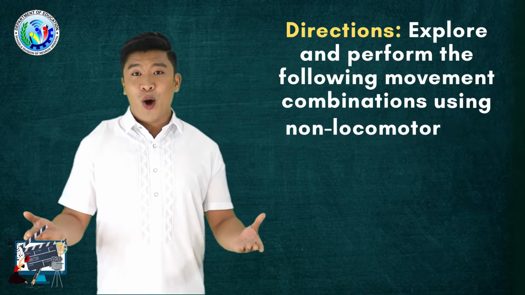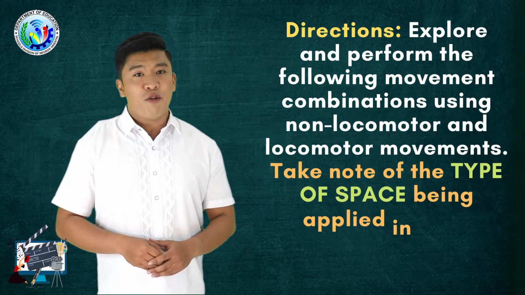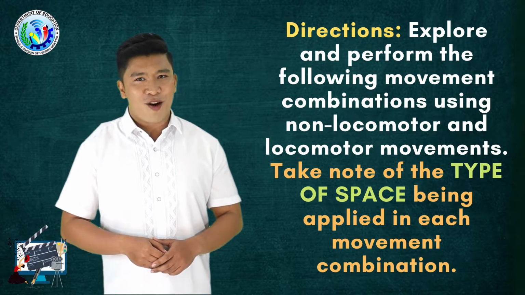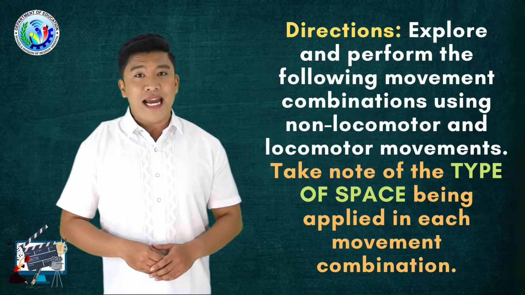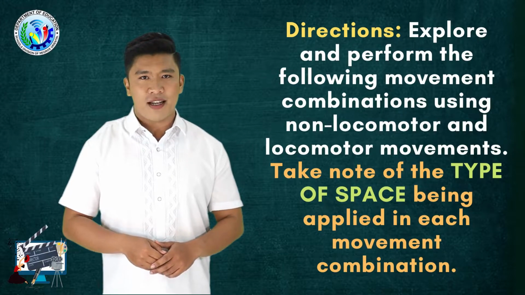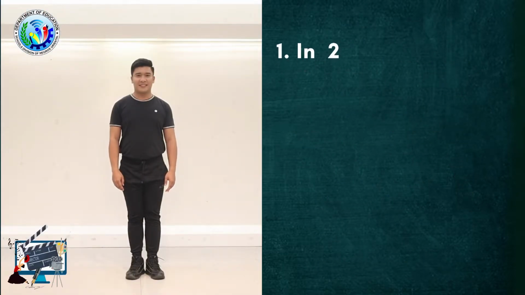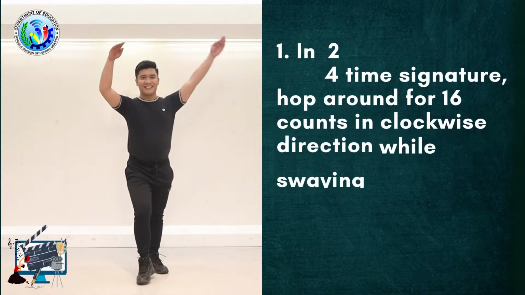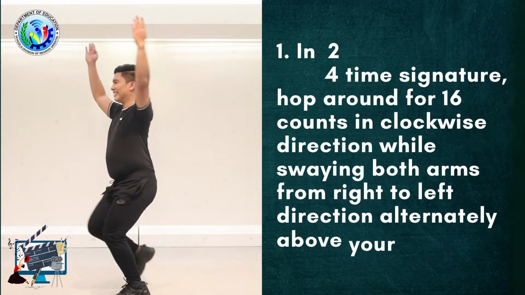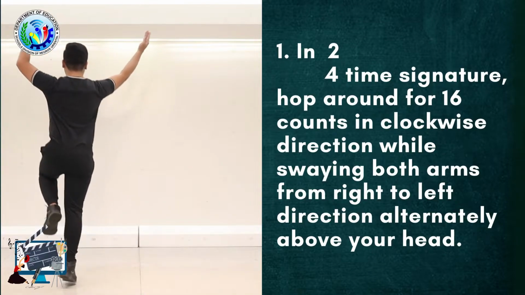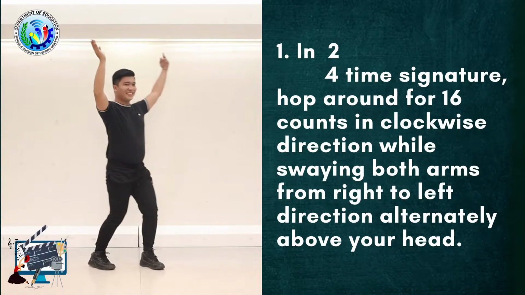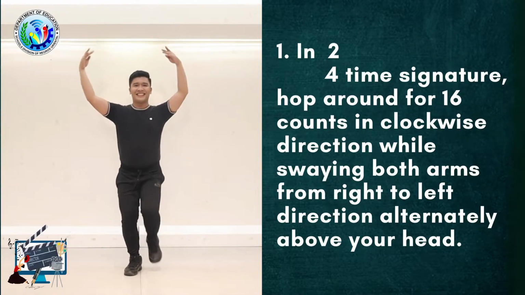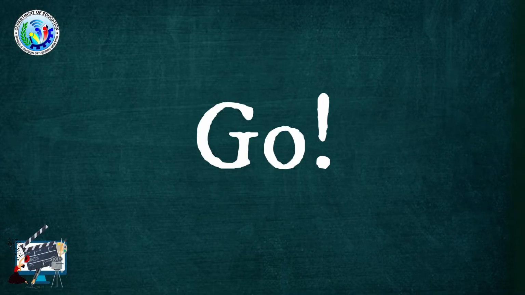Directions. Let's explore and perform together the following movement combinations using non-locomotor and locomotor movement. And take note of the type of space being applied in each movement combination. Number 1. In 2/4 time signature, hop around for 16 counts in clockwise direction, while swaying both arms from right to left direction alternately above your head. Let's do it together in 3, 2, 1, go!